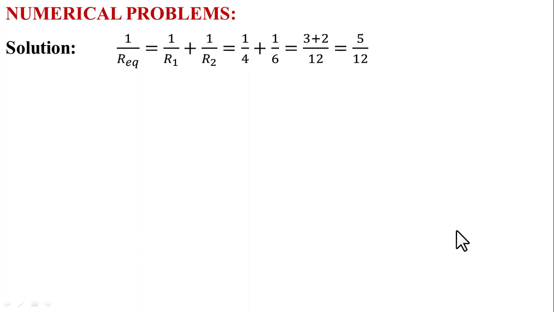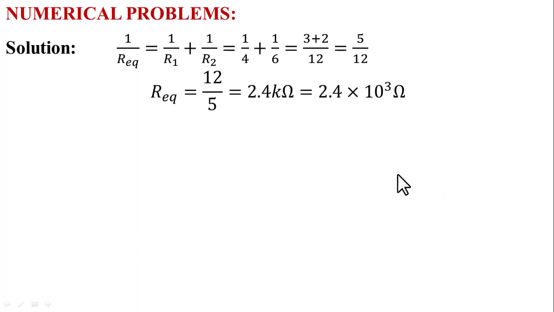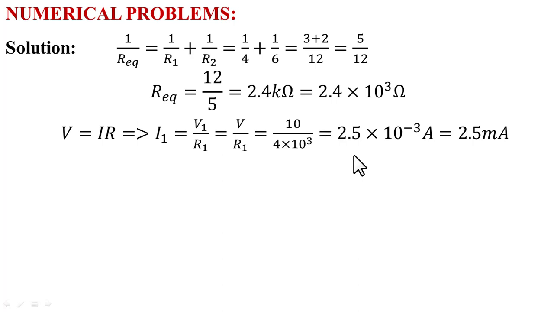So 1 upon R equivalent is equal to 5 divided by 12. Taking the reciprocal on both sides, now we have R equivalent is equal to 12 divided by 5. So R equivalent is equal to 2.4 kilo ohms, that is equal to 2.4 multiplied by 10 raised to power 3 ohm. Now we can calculate the current.